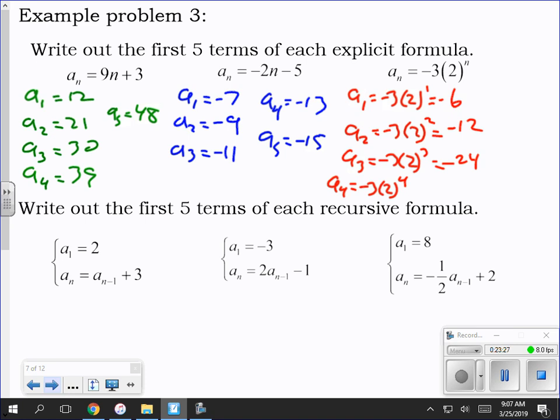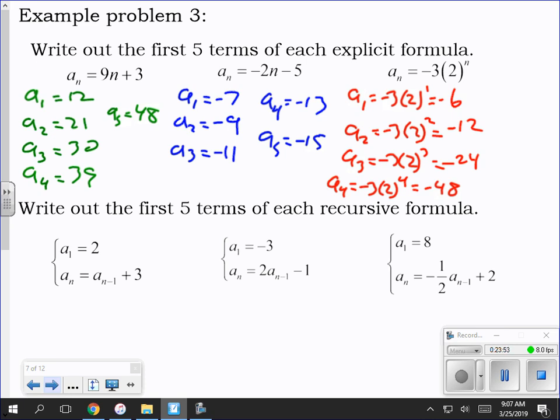Yes, question? So unless it says otherwise, like the first term is always 1? Well, no, because we're asking for the first 5 terms, so I'm going A1, A2, A3, A4, A5, because I'm only asking for the first 5. I could ask for 10 through 12, and you'd start with 10 and go through 10, 11, 12. Right, and we'll get to the other ones. These are slightly different. We'll get to that in a second.